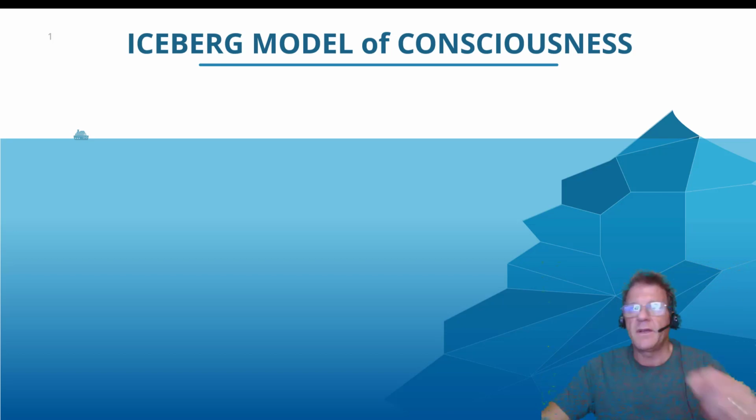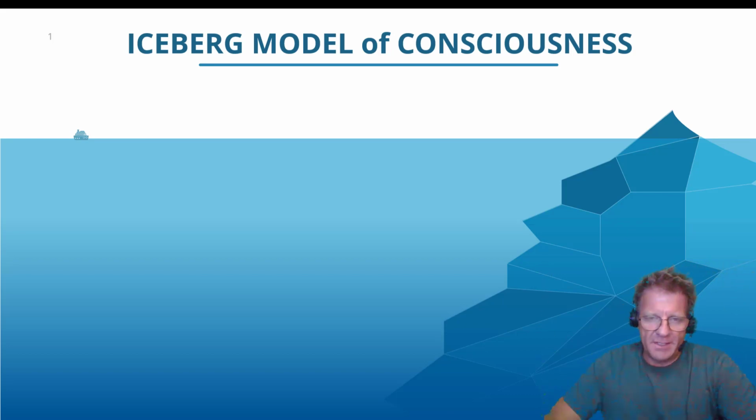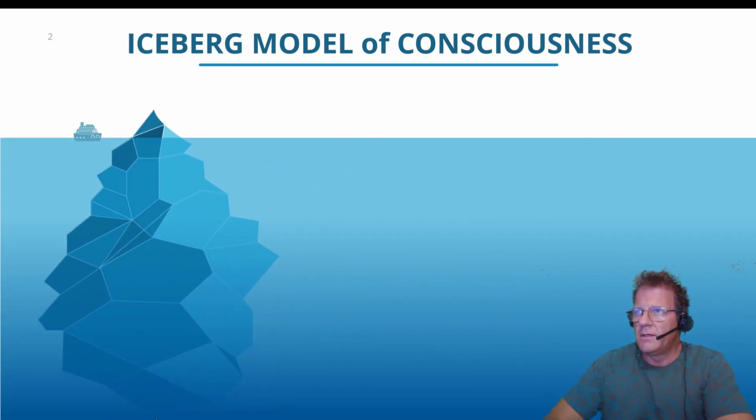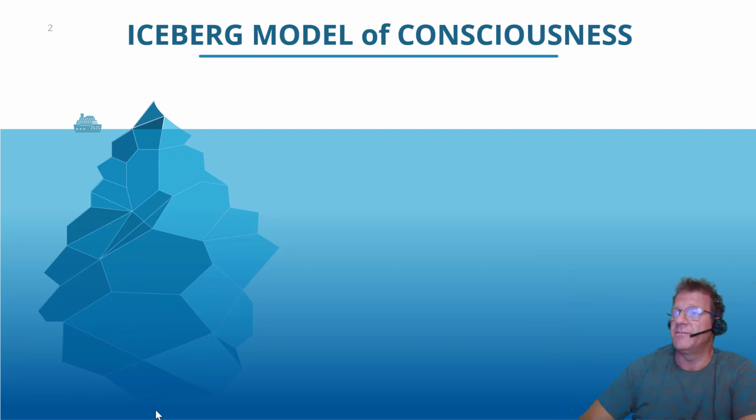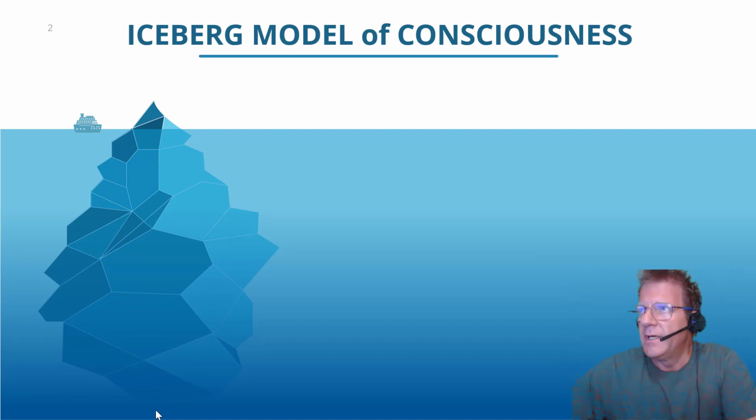Hello everybody, and in this lesson I would like to teach you a little bit about the iceberg model of consciousness. We all know we've got an unconscious mind and the things that we are conscious of. Now, an iceberg is often used as a visual indication of how we might be able to get it in our own head what the conscious mind does and what the unconscious mind does.